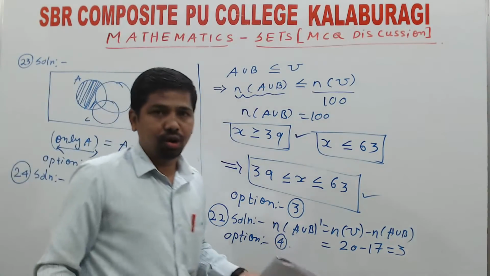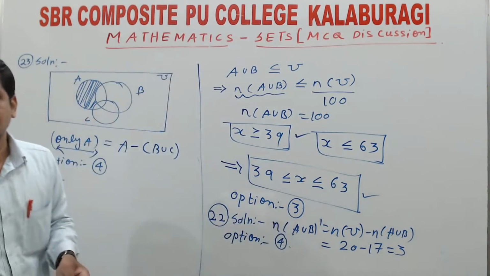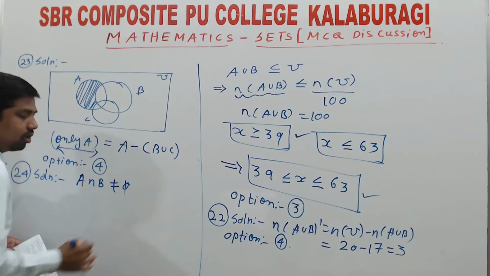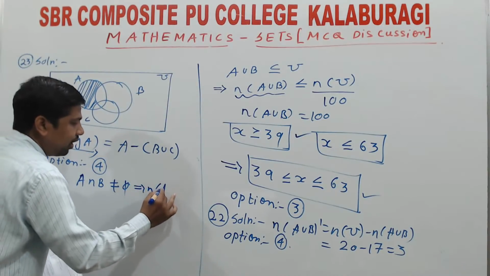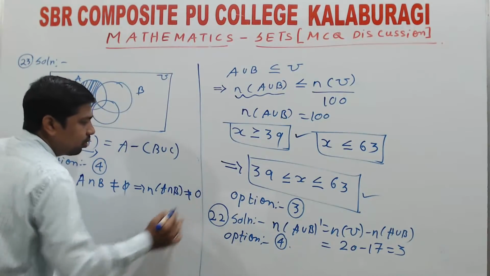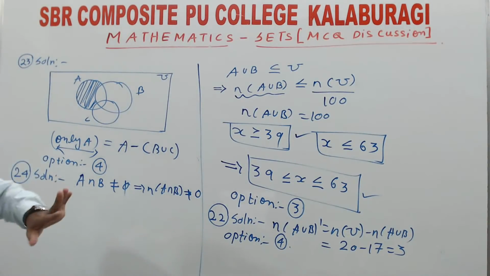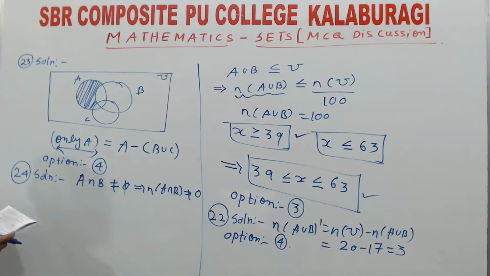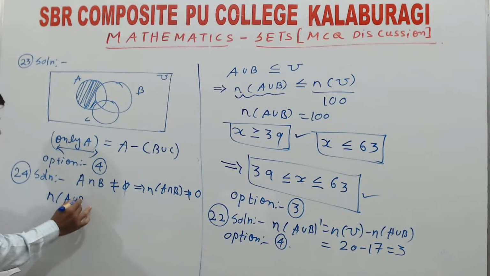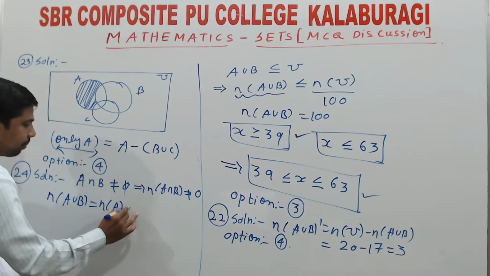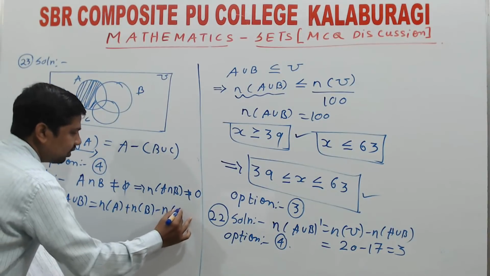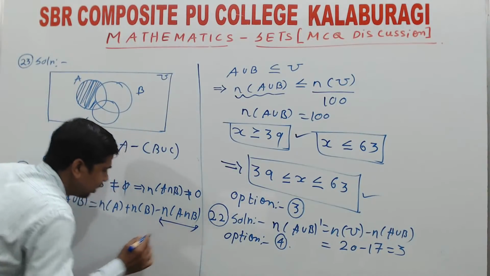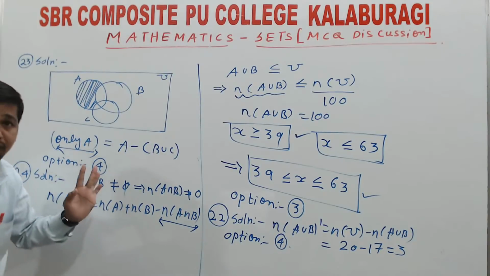If A and B are not disjoint, it means A intersection B is not equal to the null set, right? So A intersection B is not equal to null, which implies n of A intersection B is not equal to 0. If they are disjoint, the number of elements in A intersection B is equal to 0. Then what is n of A union B? It is n of A plus n of B minus n of A intersection B. If they are disjoint, this becomes 0, and then n of A union B will be n of A plus n of B.